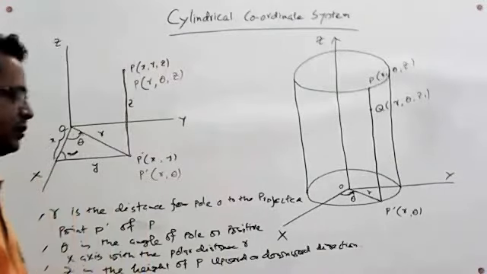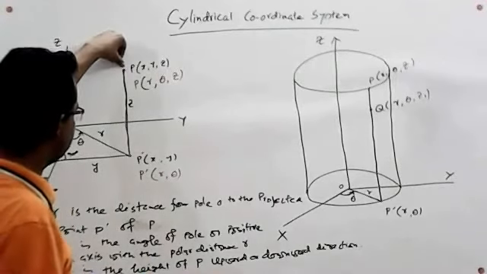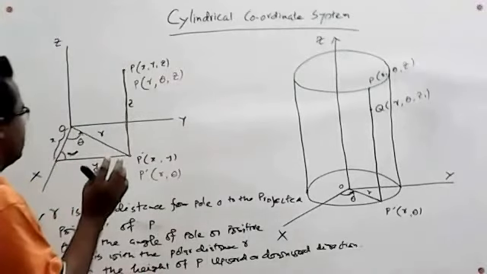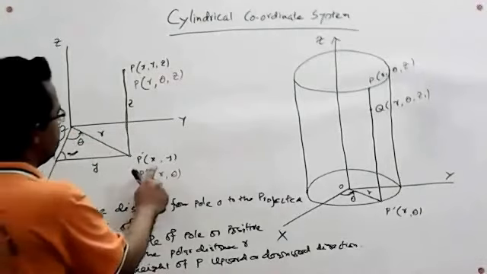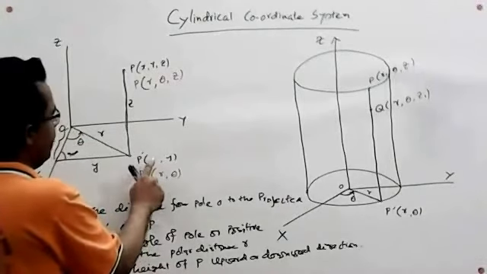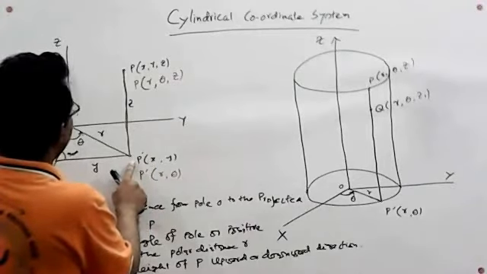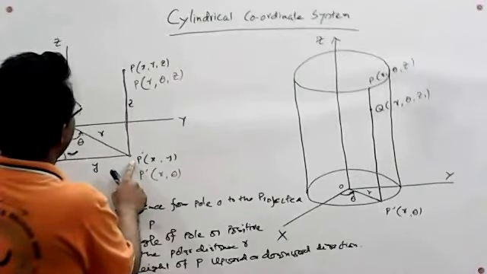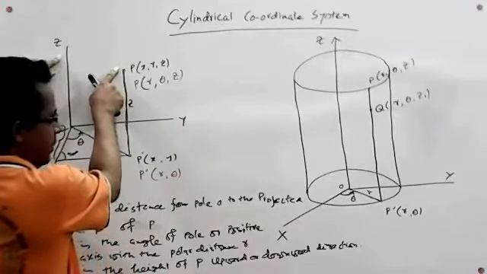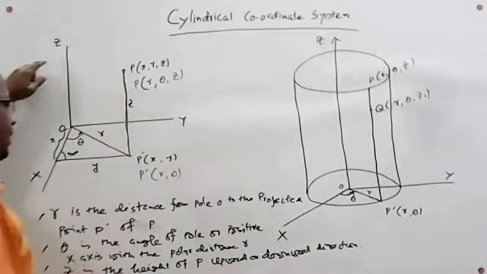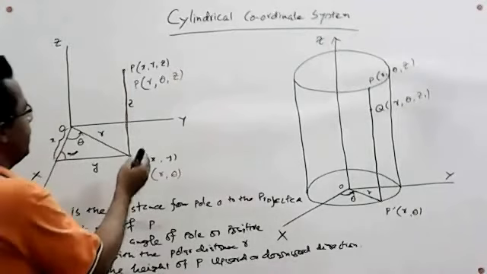I would like to say again that if we want to reach this Cartesian position of P, then first we have to make a point on the xy plane on the x-axis and y-axis, which is P dash, x, y. Then from this point we have to move along this z direction. We have to reach the point by the height z, and we can reach P, x, y, z in the Cartesian coordinate system.